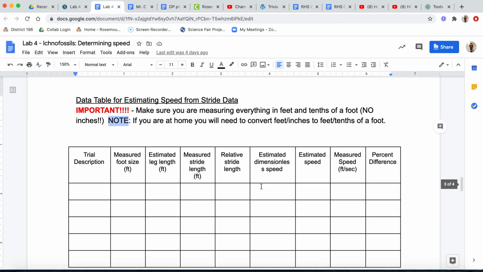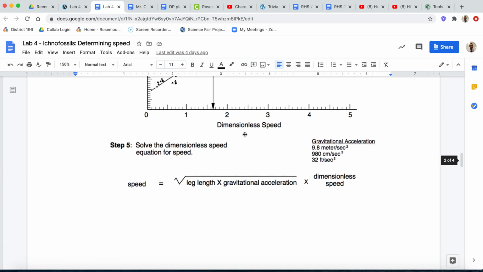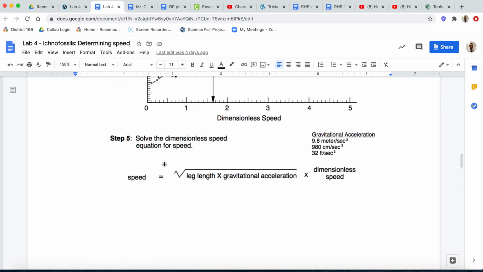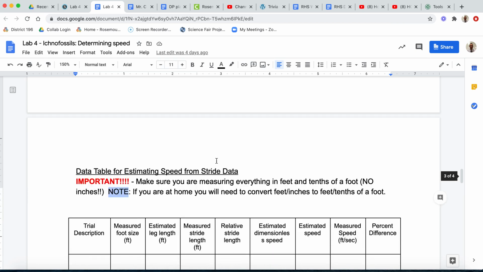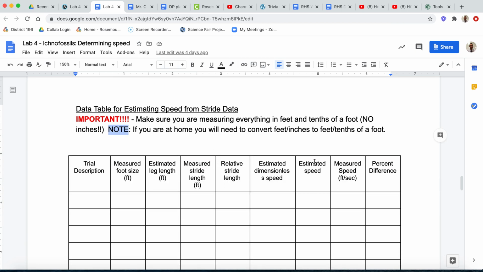The next thing you need to figure out is the estimated speed. Your estimated speed is a formula. This isn't actually what happened in the lab. So that's this formula right here. You're going to take your leg length times gravitational acceleration, and since we're working in feet, it's going to be 32 feet per second squared. So whatever your leg length is times 32, take the square root of that, and then multiply that by the dimensionless speed that you just got from the graph here. That is the estimated speed.